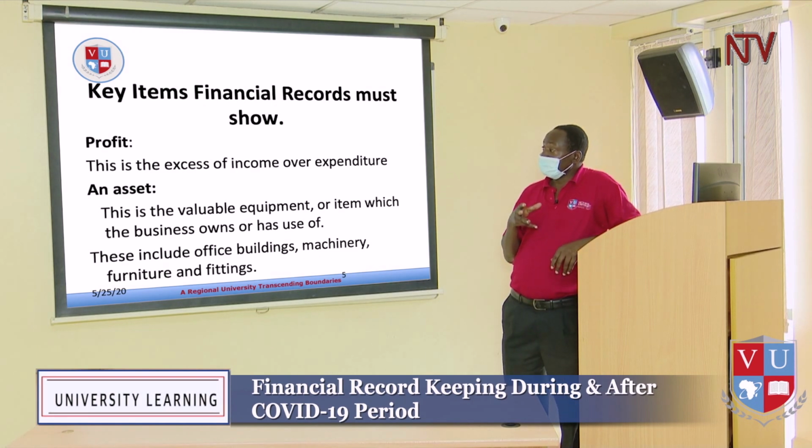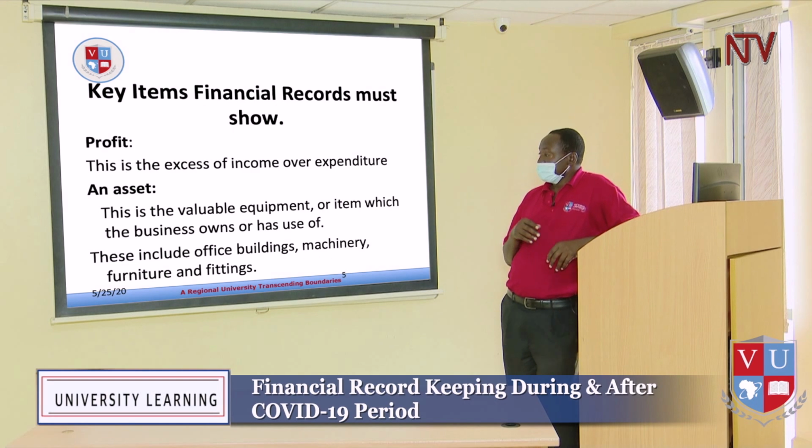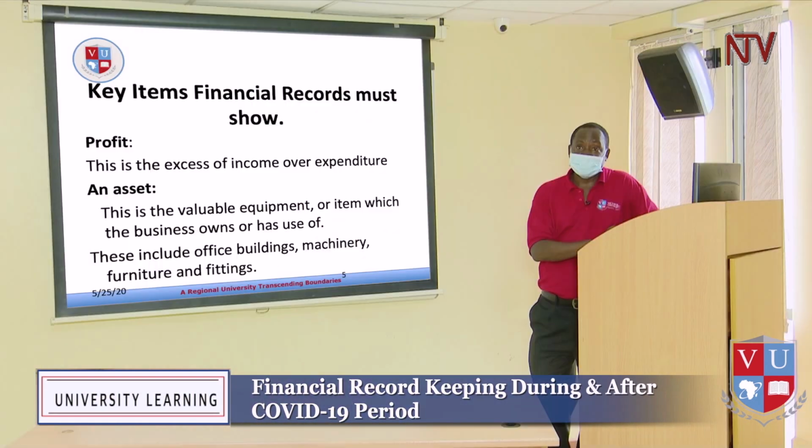The other key item that we need to know are the assets, the equipment that the business owns. This is very important because it comprises very key valuable items the business uses to conduct its business, like machinery, plant, land, and furniture. So this is very, very important.